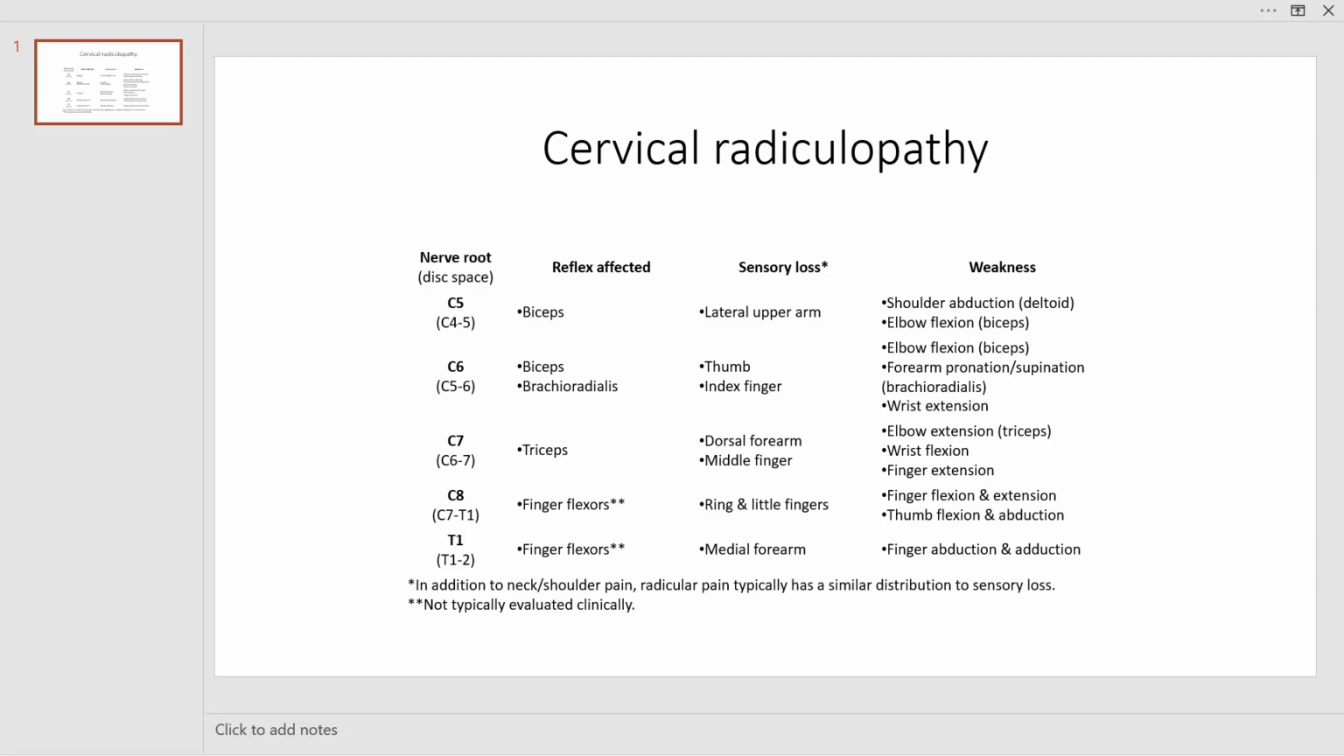The weakness, in case of C8, is finger flexion and extension, and thumb flexion and abduction. And in T1, there is thumb abduction and adduction. And the sensory loss is medial forearm.